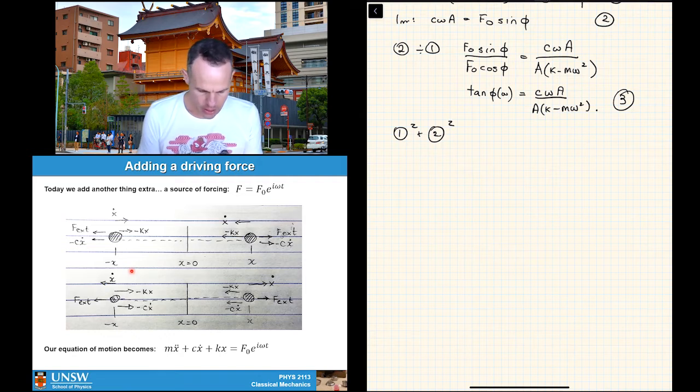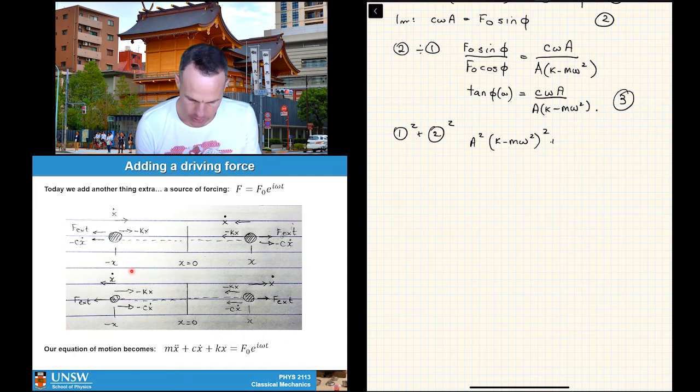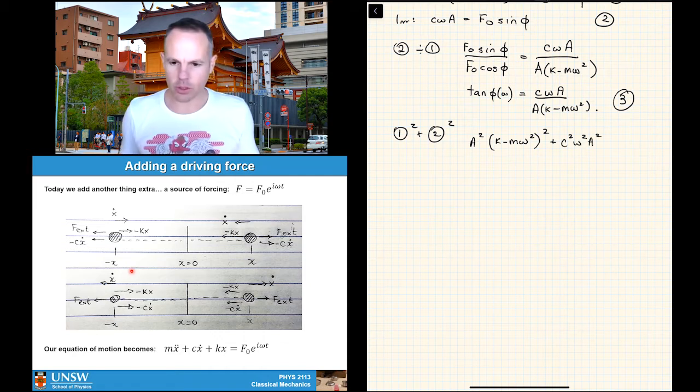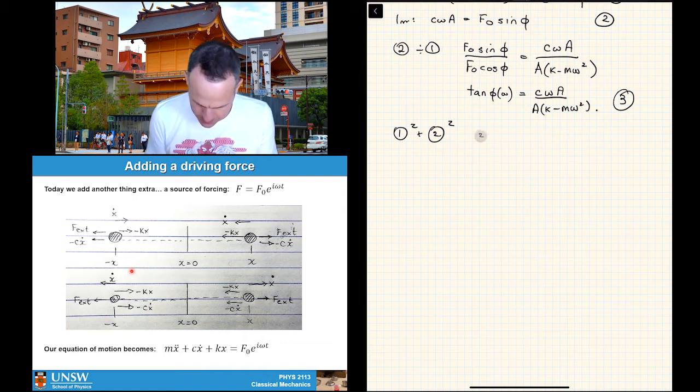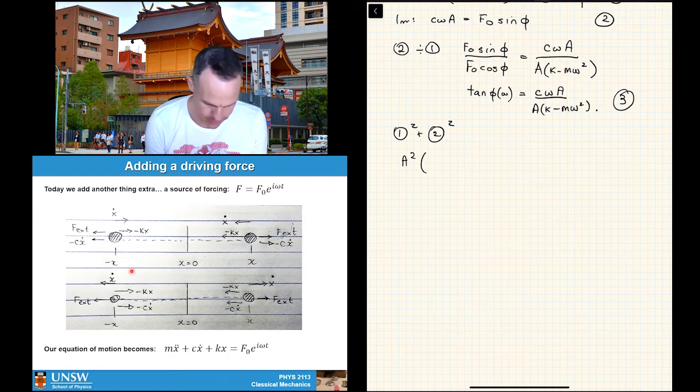So this will be a squared k minus m omega squared plus c squared omega squared a squared. And I obviously wasn't very smart here because I started writing too far over to the right and I've run out of room. So let me actually scrub this and do this again, just so I can keep things neat on the slides. So we've got a squared k minus m omega squared plus c squared omega squared a squared.